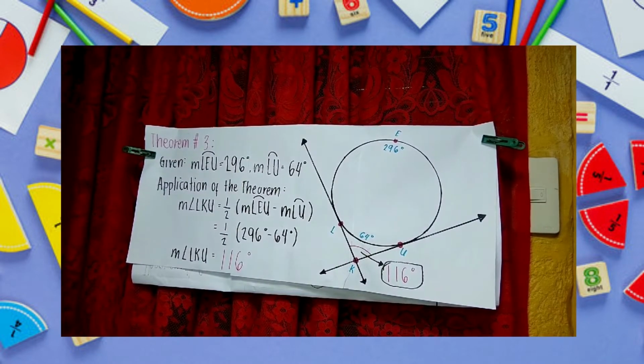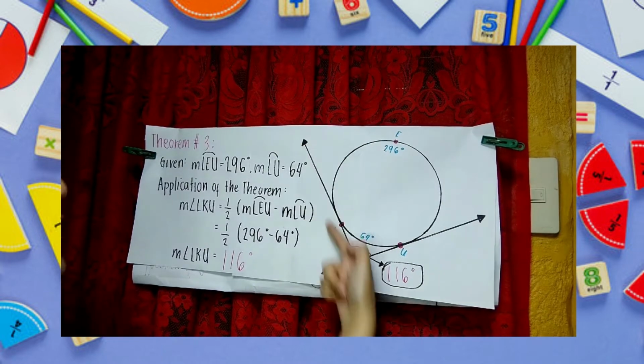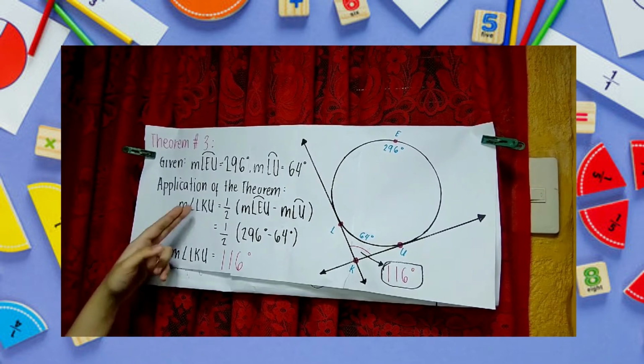Now the example for theorem number 3. As we can see, we can find two tangents here: tangent 1, tangent 2. Then now let's talk about the application of the theorem. So how do we find the measure of angle LKU?